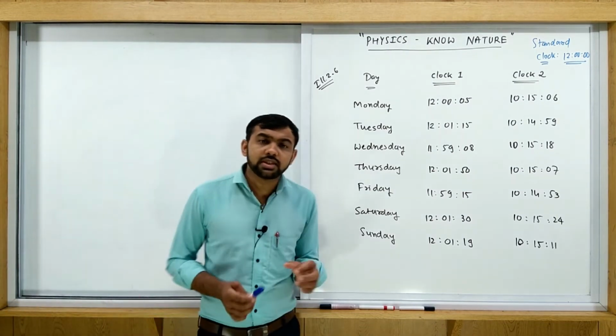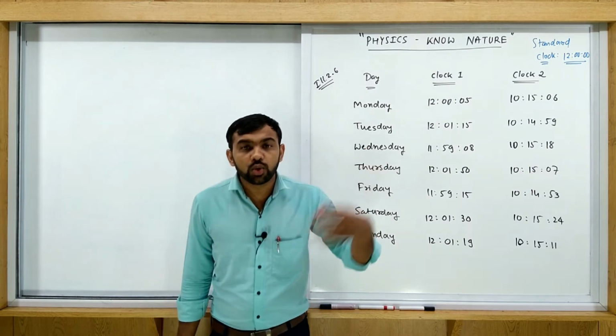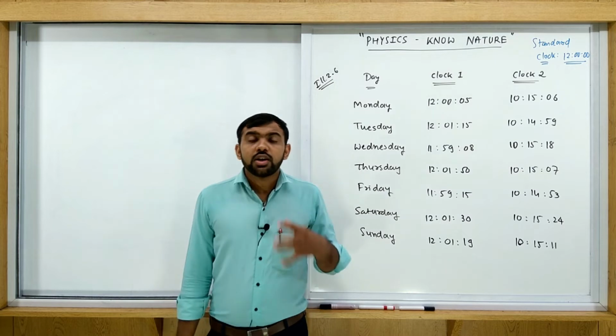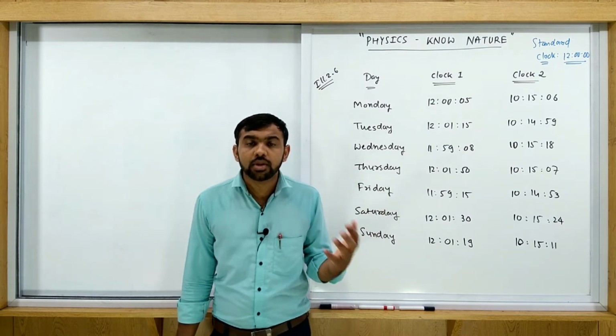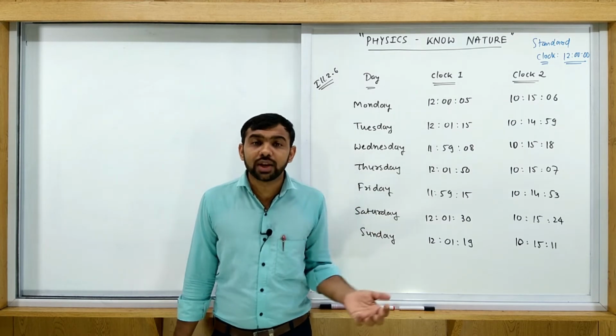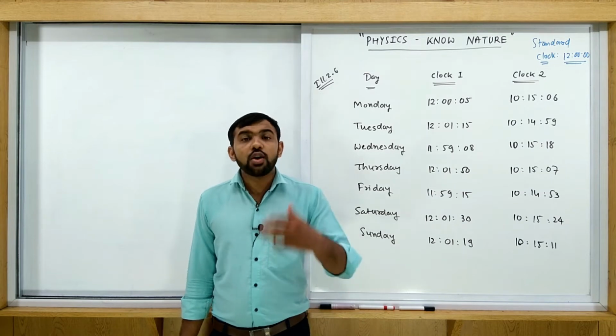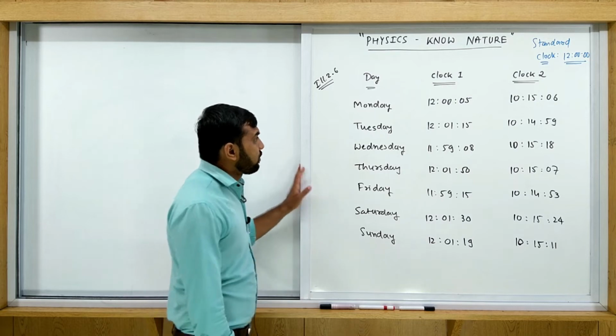First of all, what is precision and what is accuracy? Accuracy means how close a measurement of any physical quantity is to the true value. That's called accuracy. And resolution, that's called precision. Let's say it very simply. We have to find it here.